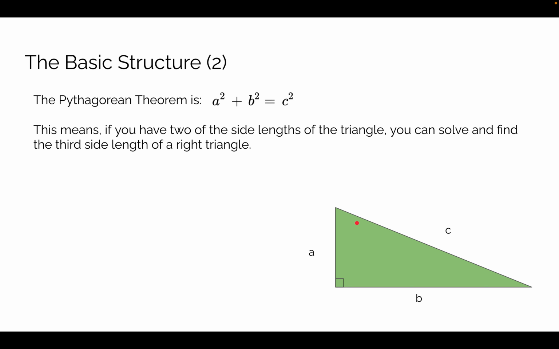With the Pythagorean theorem, if you have only two side lengths of the triangle, you can always solve and find the third side length. This works for any right triangle, and because it's a theorem, it applies to any of the three side lengths, meaning you can solve for any of them if you have the other two. So let's go ahead and look at some examples.